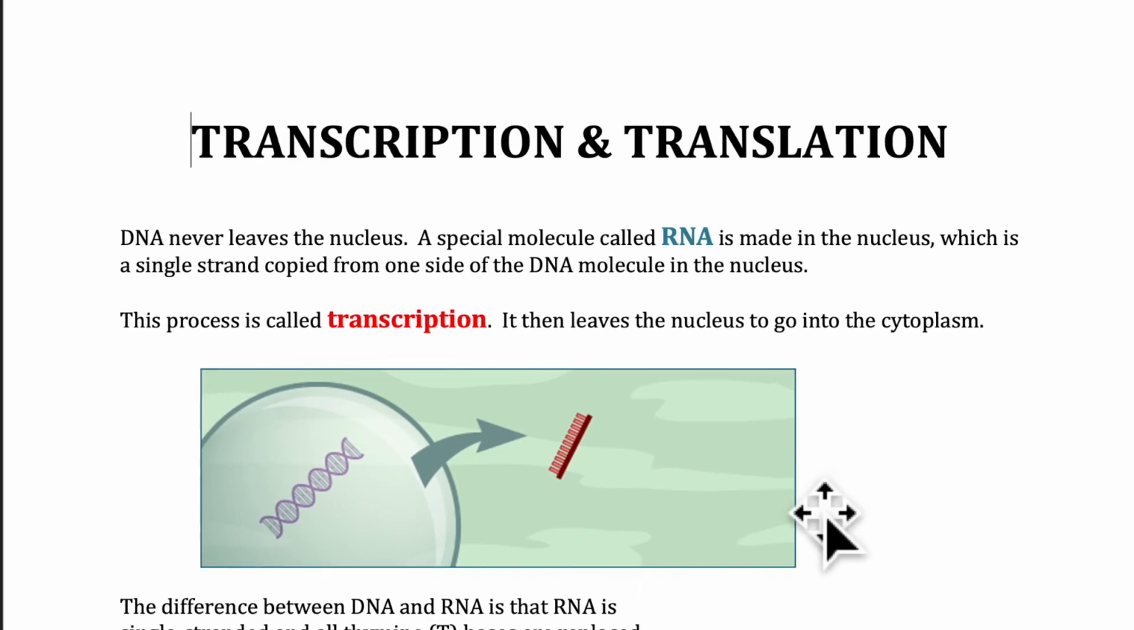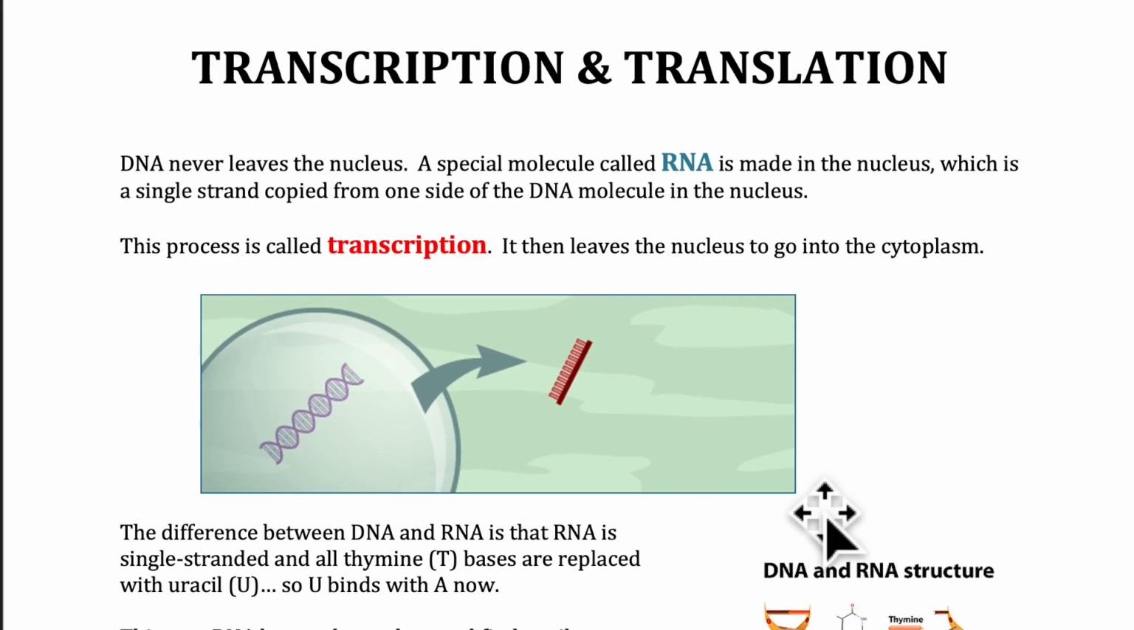Next, we're going to talk about transcription and translation. Quite important. DNA never leaves the nucleus. A special molecule called RNA is made in the nucleus, which is a single strand copied from one side of the DNA molecule in the nucleus. This process is called transcription. It then leaves the nucleus to go to the cytoplasm.